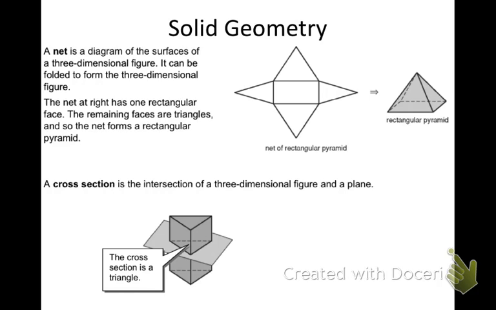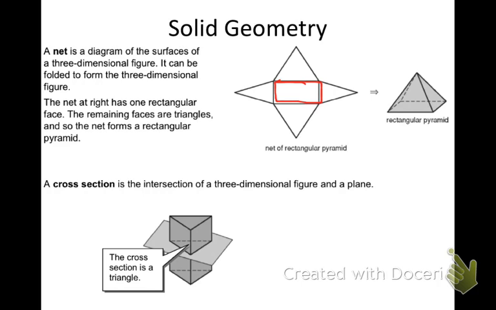A net is a diagram of the surfaces of a 3-dimensional figure. It can be folded to form the 3-dimensional figure. The net at right has one rectangular face. The remaining faces are triangles, and so the net forms a rectangular pyramid. Because if you were to fold it across the rectangular base, it would all come up to a single point, making a rectangular pyramid.